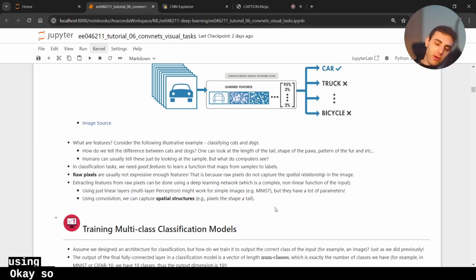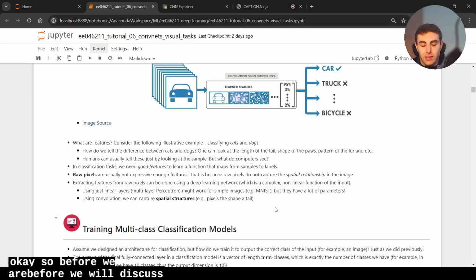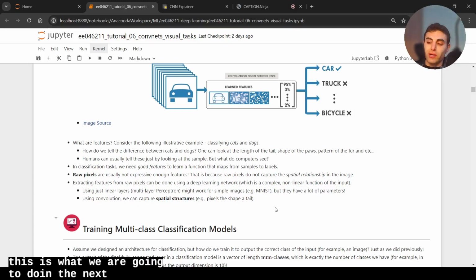Okay, so before we discuss the building blocks of CNNs, convolutional neural networks, let's just recap the tools that we need to do multi-class classification, because this is what we are going to do in the next tutorial. We are going to build a convolutional-based classifier, and we want to focus our discussion on the design of the convolutional layers and not the classification part, which is something you have already seen before, and we don't want to dive into that too deeply. So let's recap multi-class classification.